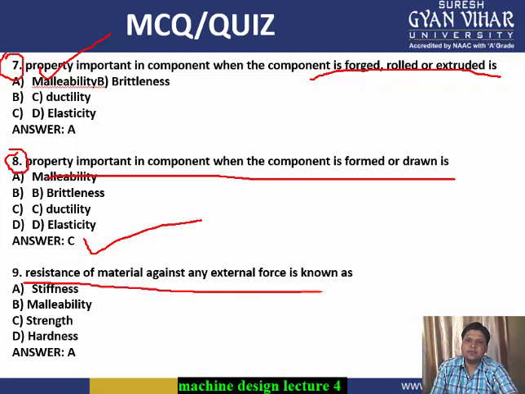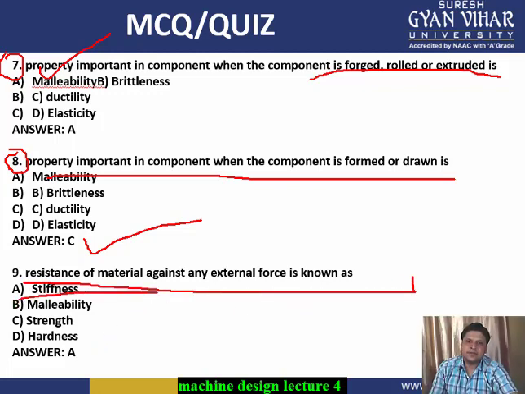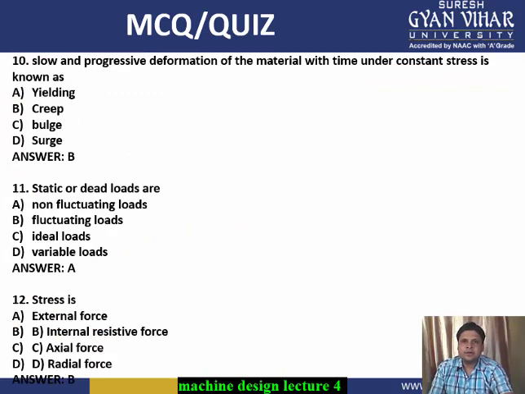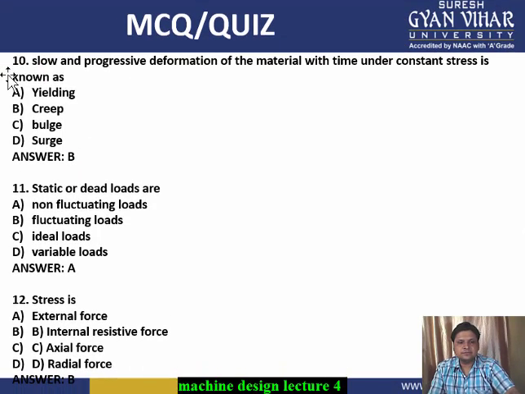Then resistance of any material against external force is known as stiffness. Resistance against external force, this is known as stiffness. So moving further, we have included here 12 MCQs. The 10th one is which? Let's see the 10th one. What does the 10th MCQ say?